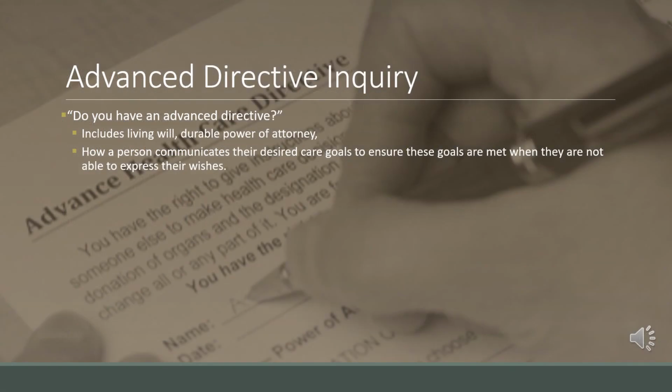The final part of the RGA is the question, do you have an advance directive? An advance directive includes documents such as a living will and durable power of attorney. Advance directives are how a person communicates their desired care goals to ensure these goals are met when they are not able to express their wishes. Advance directives aren't just for older adults. Adults of all ages should carefully consider and outline their medical treatments and end-of-life care they would be comfortable with in the event of a life-threatening injury or illness.